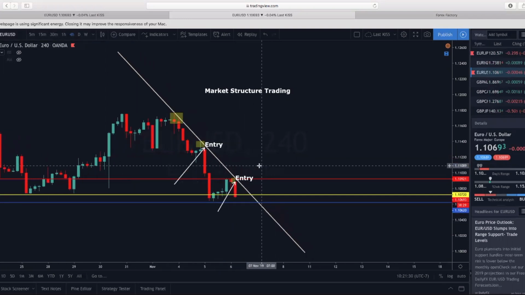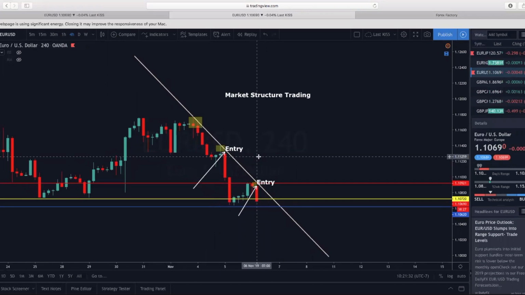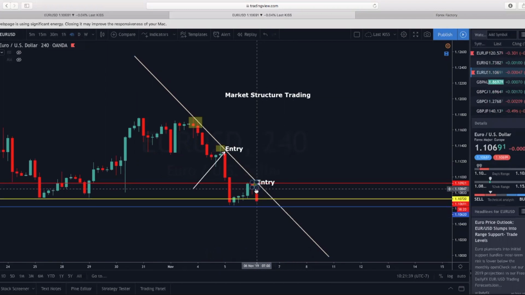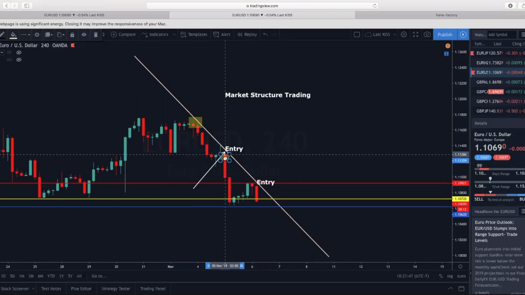So we know that in following market structure, the best places for us to enter for a sell, especially in a downtrend, is near a lower high, not a lower low. All right. This is not where we want to enter. So we do not want to enter, for example, down here. This is not where we want to enter for a sell. We want to enter close to a structure level, close to a lower high, because why?